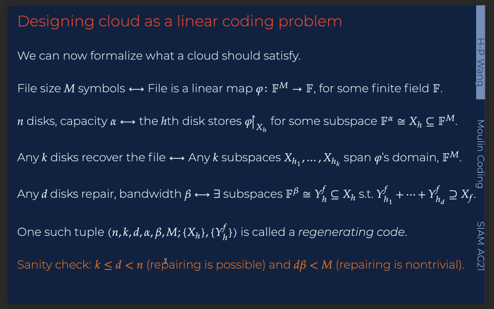Sanity check. Usually we have k less than or equal to d and d less than n, which means that repairing is possible. And usually we have d beta less than m, which means repairing is non-trivial. We are not reconstructing the whole file while we repair.